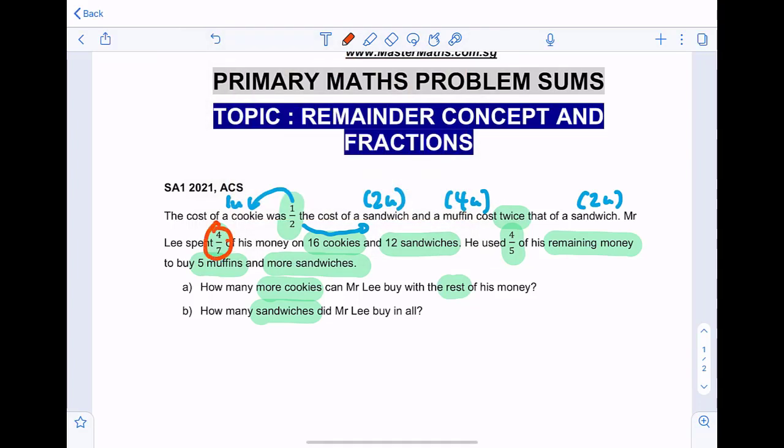Alright, to do this, we need to know the fraction of his money that is used to buy these different items. So we know that 4/7 he used to buy 16 cookies, 12 sandwiches, and 4/5 of the remaining for 5 muffins and more sandwiches. So what is left? That will be the rest, right? So 4/5 of the remaining. Now what remains is 1 whole minus 4/7, 3 out of 7. So 4/5 of 3/7 will be 12/35.